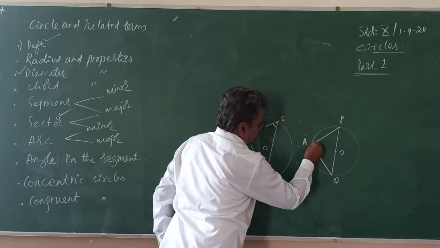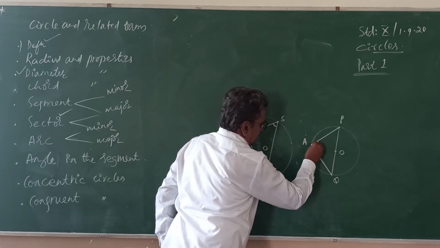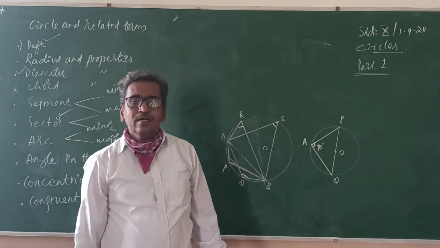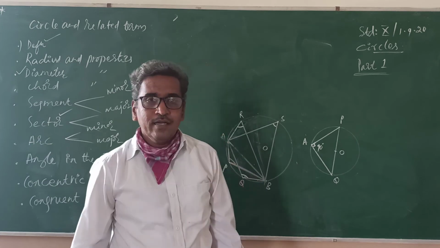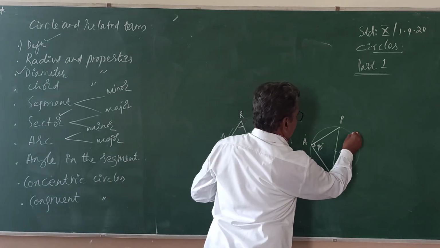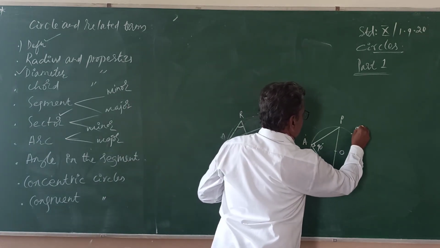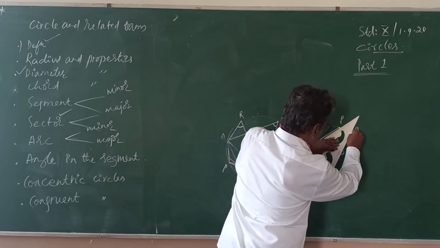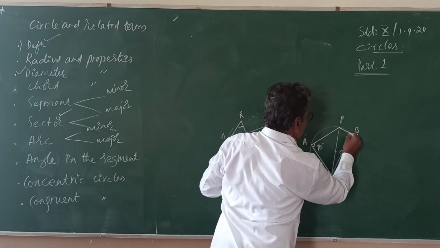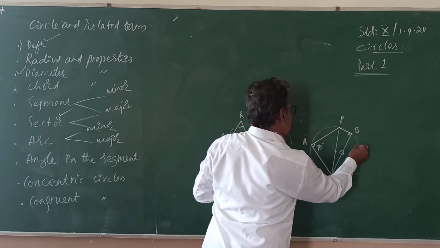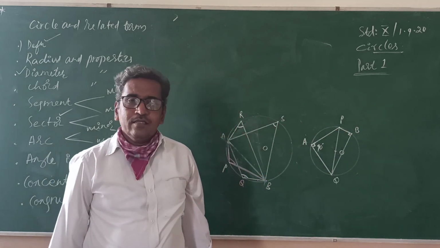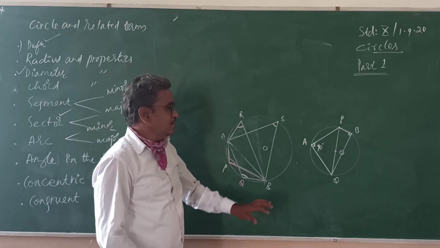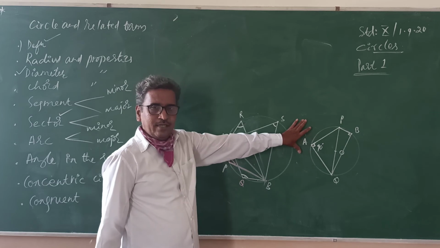Observe here: you get 90 degrees. So angle in the semicircle is 90 degrees. Now I am taking another point B, joining PA and QB. Here also it is exactly 90 degrees. So angle in the semicircle, or semi-segment, is 90 degrees.